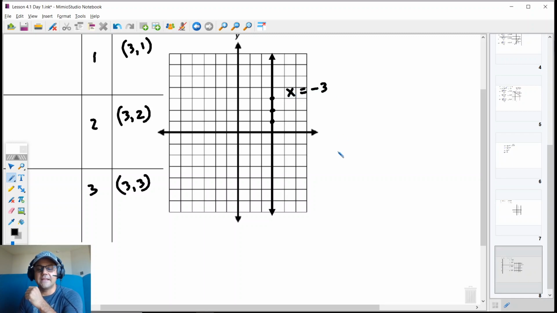So it means if it was like x is equal to negative 4, I would be over here on this side. X is equal to positive 6, somewhere over here more on the right. But x is equal to, oh, why did I write negative 3? X is 3.